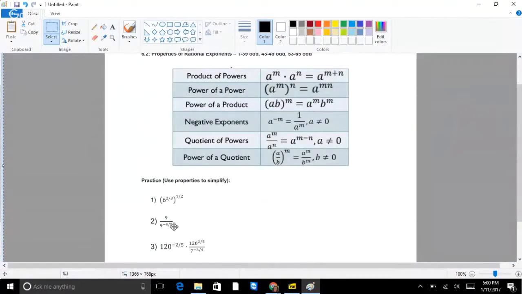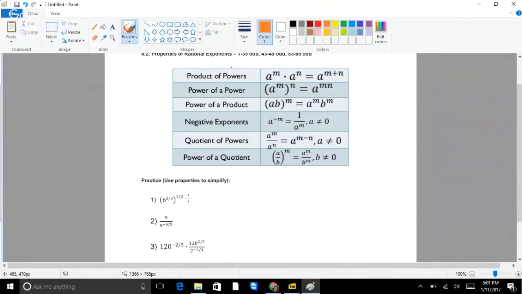The first one is we have 6 to the 2/3 power raised to the 1/2 power. So the idea is to simplify all of these terms. So this particular one is the power of a power, right? We have an exponent raised to an exponent. So what we do in that case, when we have an exponent raised to another exponent, we multiply the exponents together.